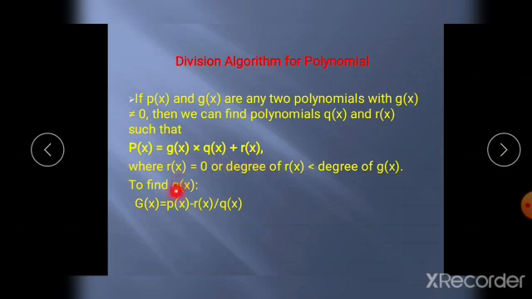And the condition should be: either the remainder R of x should be 0, or the degree of the remainder should be less than the degree of the divisor. And we have to find out G of x. There is another formula: P of x minus R of x divided by Q of x. Please remember this, it is very important for you.